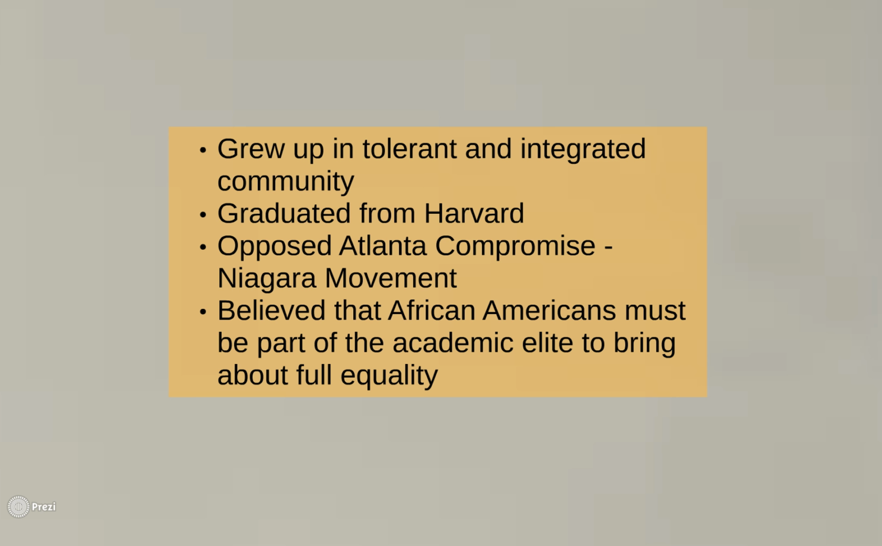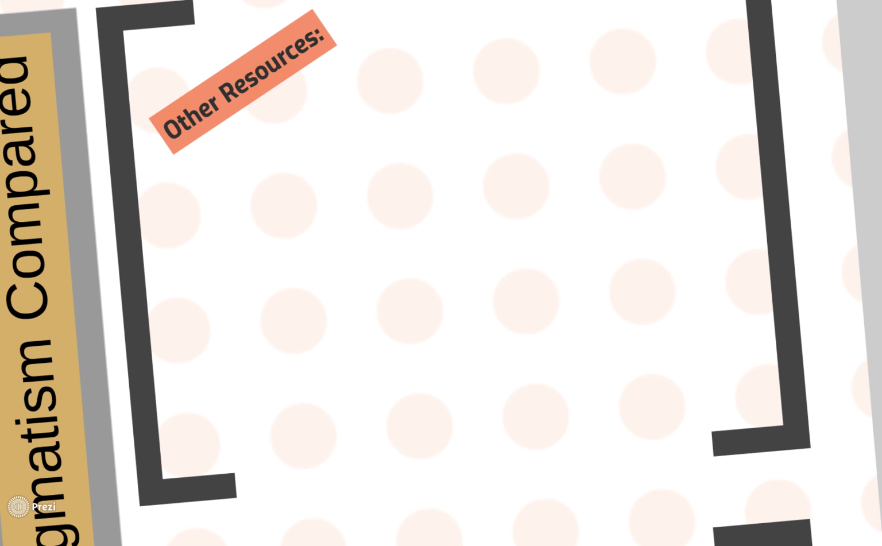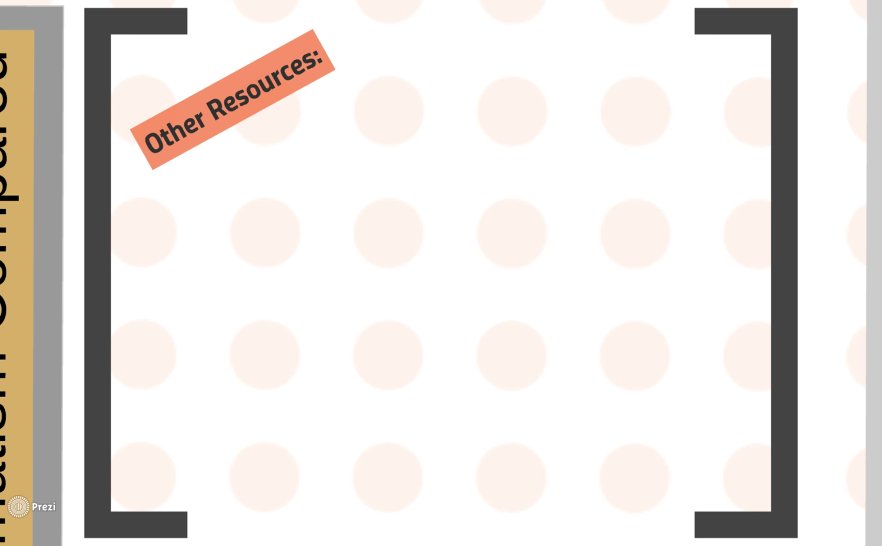The way that he believed we could do that is by becoming part of the academic elite. In other words, liberal arts education would bring about full equality as African Americans excelled in traditional areas of knowledge. The works that were written by those two men are great resources for this resolution. And even just those two men and their ideas are applications that fit perfectly into the realm of debate.